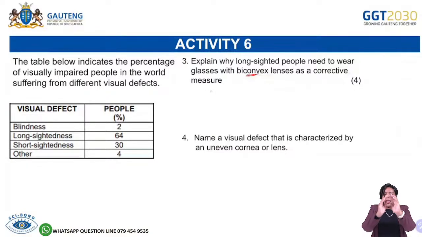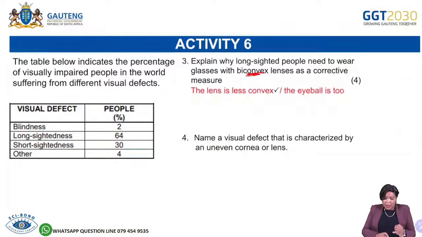Why do they need to wear glasses with biconvex? Here's the word that is coming again. I'm underlining the word so we can remember the terminology again: convex, biconvex, convex this side, convex this side, biconvex. So why do people with long-sightedness need that type of lens to correct their problem?